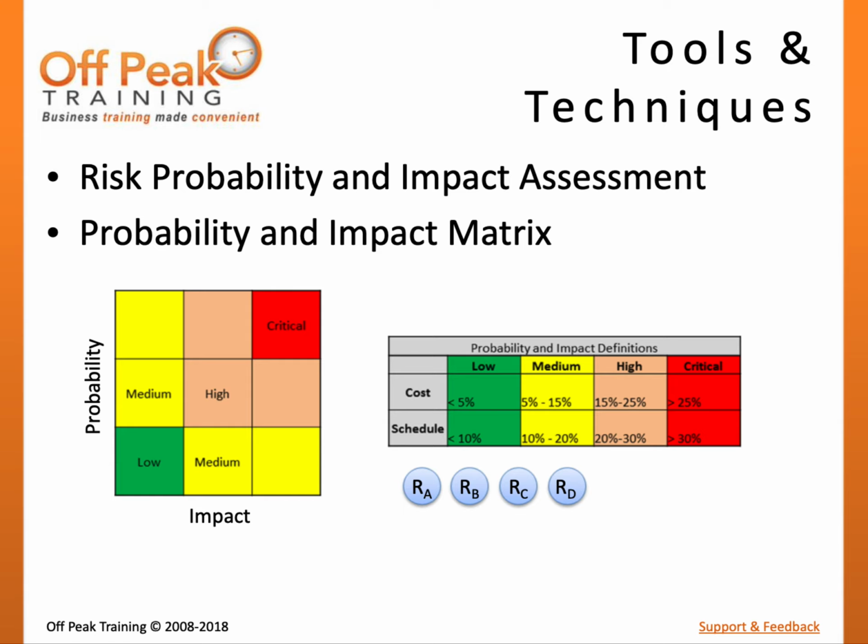The PMBOK guide outlines 2 key tools and techniques for the qualitative risk analysis process: risk probability and impact assessment and probability and impact matrix. Probability assessment investigates the likelihood of occurrence for each risk event on the risk register, usually resulting in a numerical result like 60% or a range like 40 to 55%.